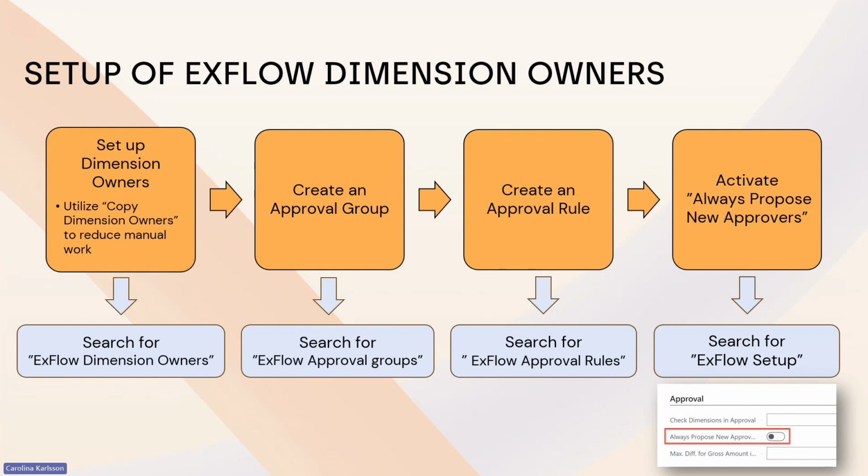After you have created your dimension owners, you create an approval group. So you search for ExFlow approval groups. After that, you create an approval rule. Search for ExFlow approval rules. And then lastly, you activate the always propose new approvers, and you do that under ExFlow setup and then approval.